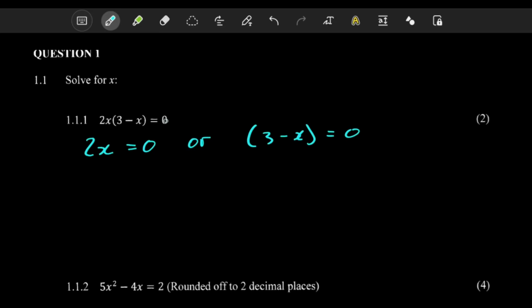We only do this if the right hand side is a 0. If the right hand side was another number, like a 4, we cannot do this. We cannot say this is equal to 4 or the second bracket is equal to 4, because that doesn't make sense. We only do it because for this expression to be a 0, either one of these can be a 0. So for 2 marks here, if you divide by 2 on both sides, x is going to be a 0. Or here you can see that the x can go to the other side, and then your x is going to be equal to a positive 3. So 3 is equal to x, or x is equal to 3. Same thing, nothing crazy, nothing major.